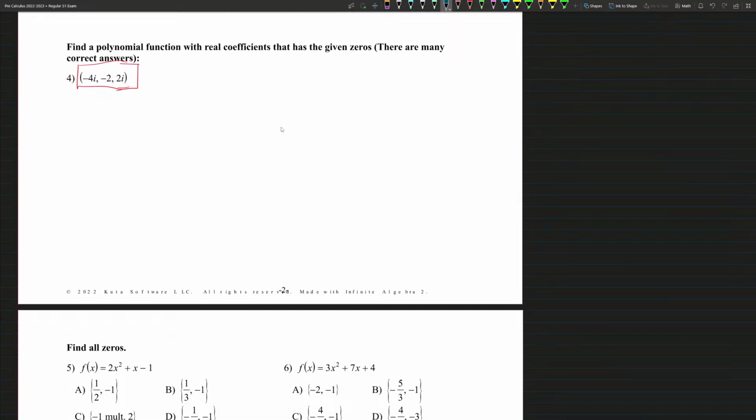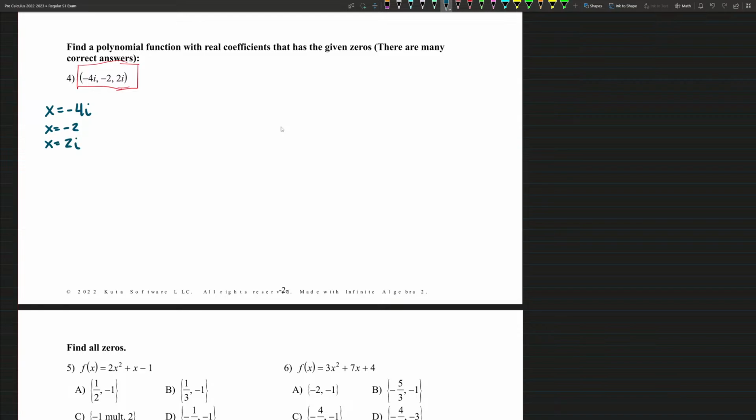And then things start to get a little bit quicker. Okay. Number 4 says find a polynomial function with real coefficients that has the given zeros. There are a bunch of correct answers that you could do. So for this problem, we have a couple of zeros: x equals -4i, x equals -2, and x equals 2i.